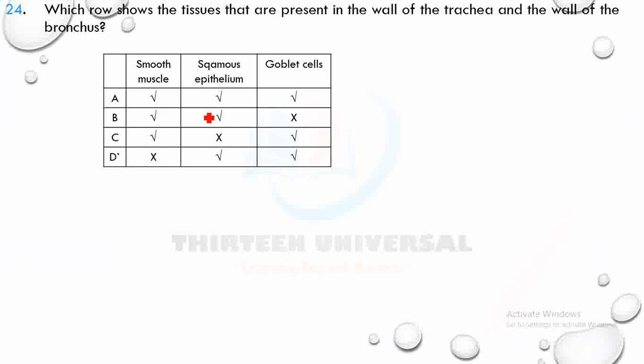Is that correct? Squamous, nope, they don't have squamous. Sorry, squamous is for alveoli. Yeah, they have goblet cells. Yes. So the only thing they lack is squamous. They have columnar epithelium, cuboidal, but not squamous.